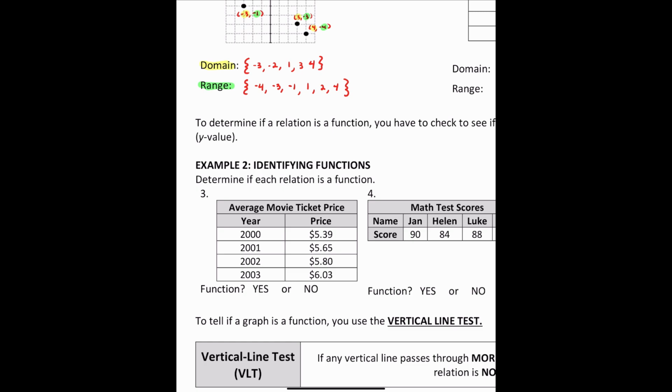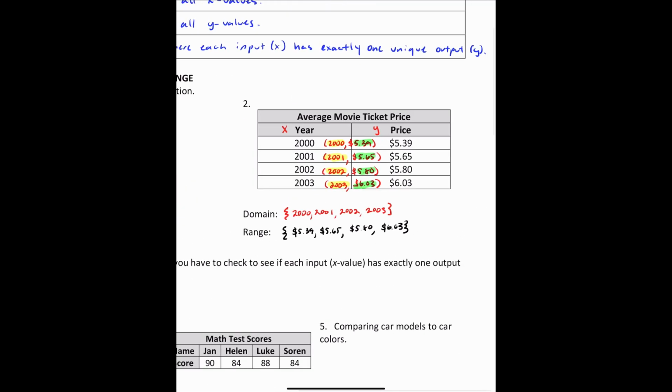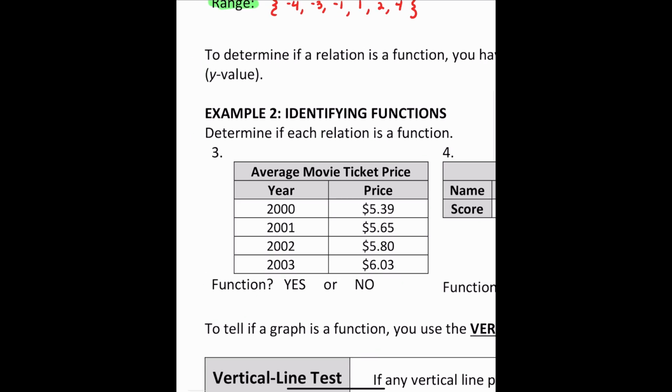We have this table. This table is the same table as the one that we saw in number 2. So we have the years and the prices. Remember that years deal with time, and time is X. So the years are our X values, and the prices are our Y values. So we have the year 2000, 2001, 2002, and 2003. I don't see a repeated X value here, so I can go ahead and say that this is a function. And the best reasoning is each X has one Y.